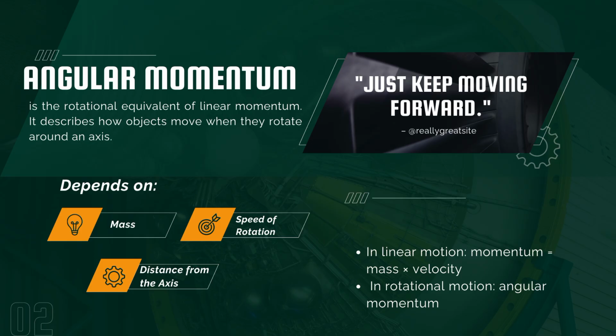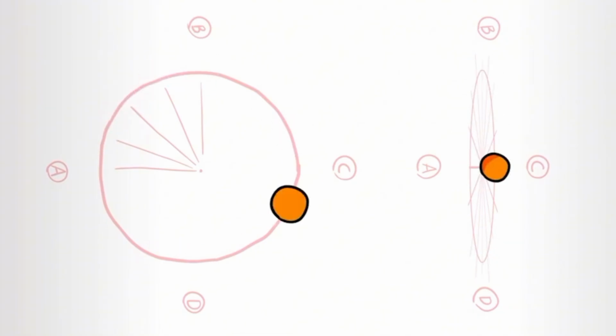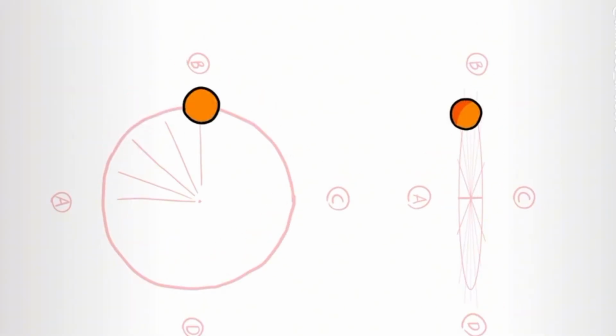But first, let us know what is angular momentum. Angular momentum is the rotational equivalent of linear momentum. It describes how objects move when they rotate around an axis. A simple way to think about it is that if an object is moving in a circle or spinning, it has angular momentum. It depends on how fast it rotates, how heavy it is, and how far its mass is from the center of rotation. Meaning, angular momentum is how much spin an object has.